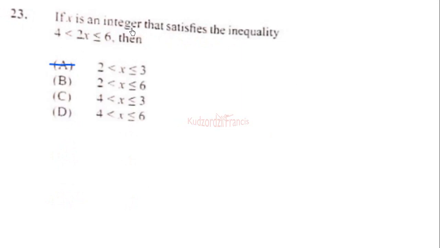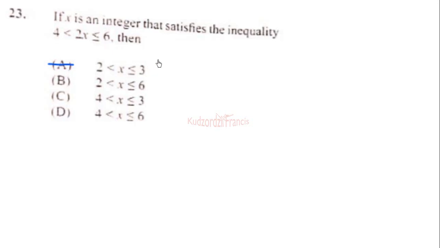If x is an integer that satisfies the inequality, then we just have to divide both sides by 2. Then 4 divided by 2 is 2. Then 2x divided by 2 is still x. Then less than or equal to 6 divided by 2 is 3. So the correct answer is A.